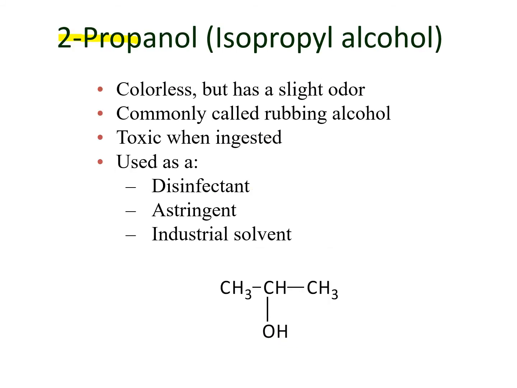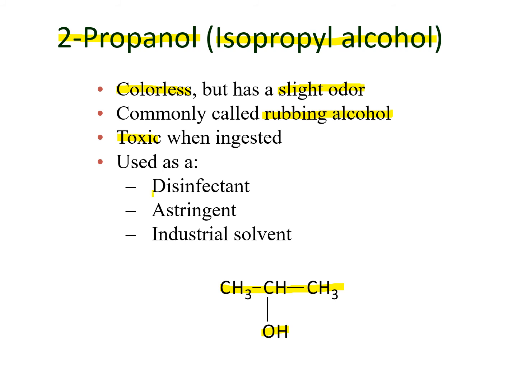Next is 2-propanol, also called by the common name isopropyl alcohol. So this is the 3-carbon alcohol, with the hydroxyl group attached at carbon number 2. Colorless, but it has a slight odor, so a slight smell is present. Commonly known as rubbing alcohol as well, so it's got another common name. Again, poison or toxic when ingested, just like methanol, and it is used in various ways.